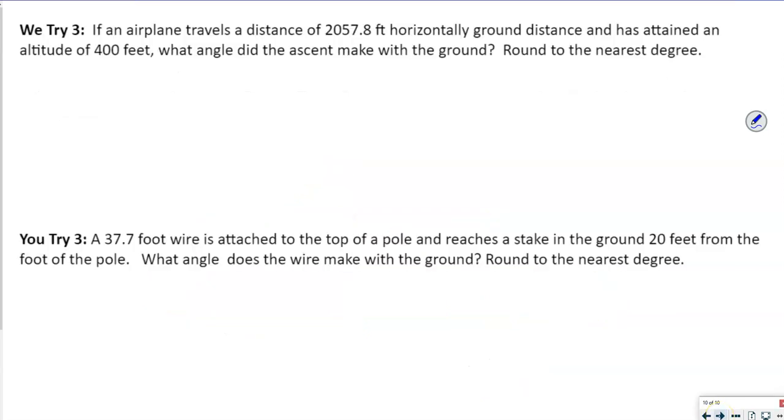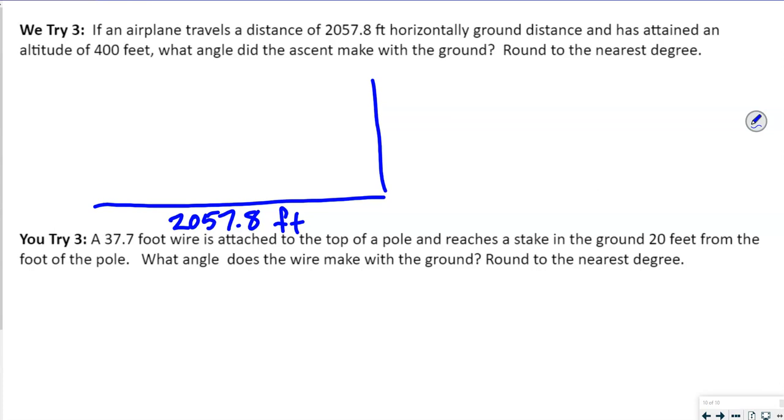All right, let's see if you guys can do these next two. Come back to me when you're done. This one says if an airplane travels a distance of 2,057.8 feet horizontally, so this would be 2,057.8 feet horizontally ground distance, and has attained an altitude, that's height, right, y'all, of 400 feet. What angle did the ascent make with the ground? So it's asking us for this angle right there, isn't it?